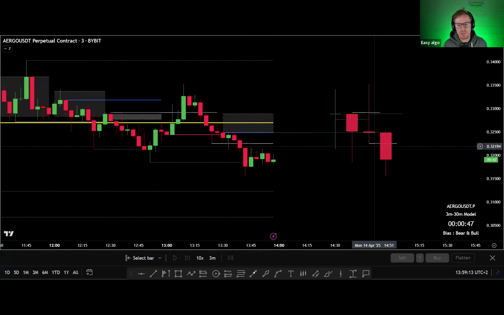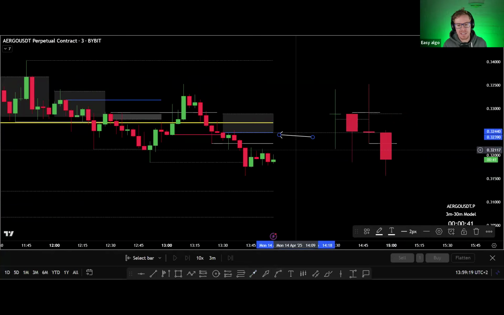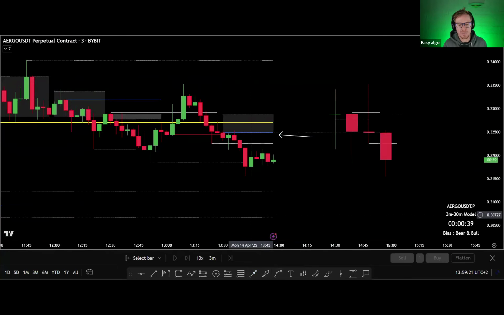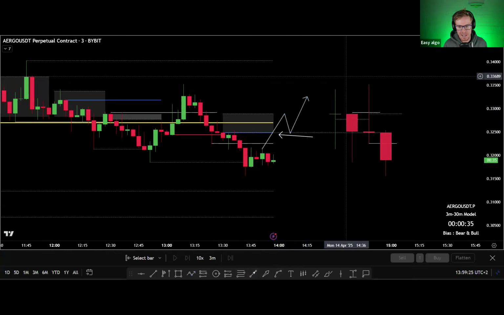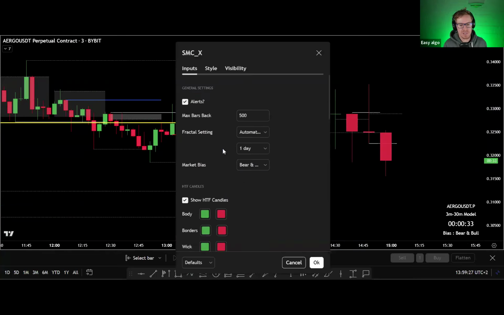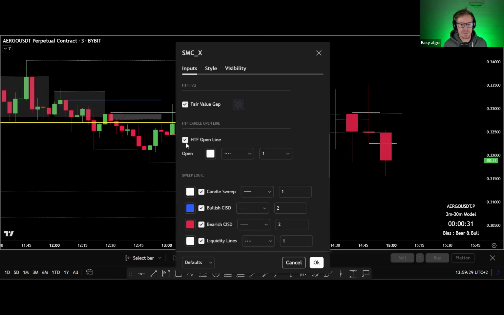We got another bullish scenario that was detected over here. So here's another bullish CISD, which can become an invalidation point. If price breaks above this bullish CISD, this could invalidate our position. I'm just going to turn off this higher time frame line.